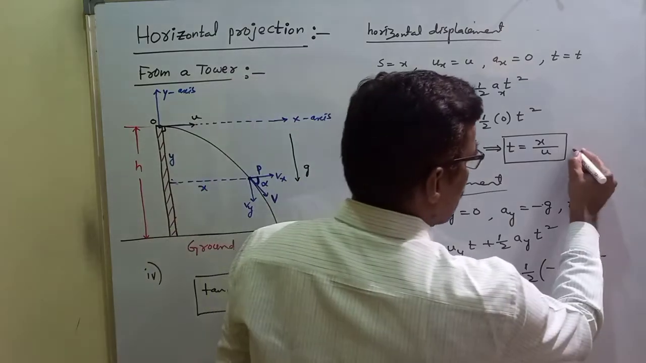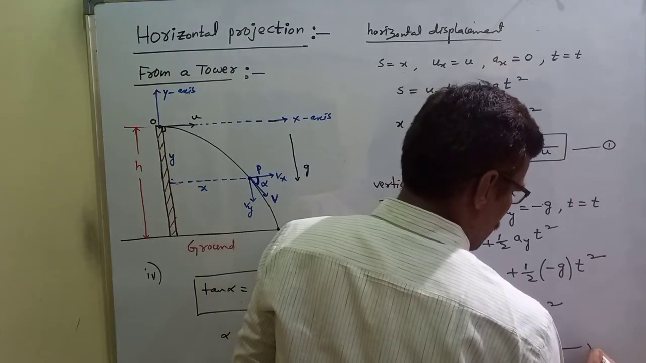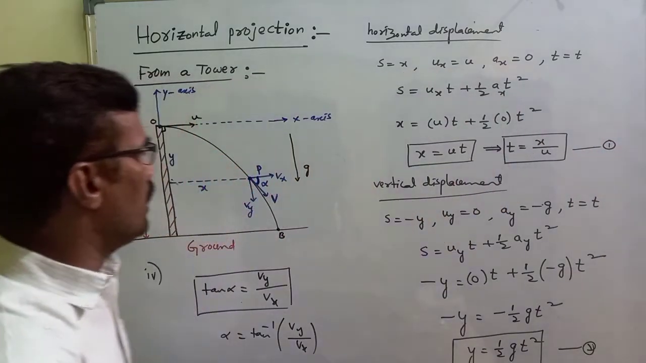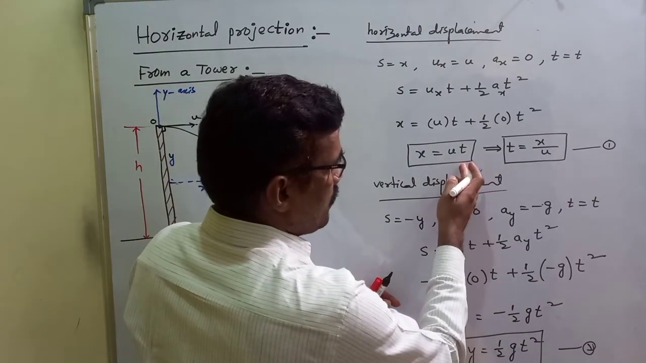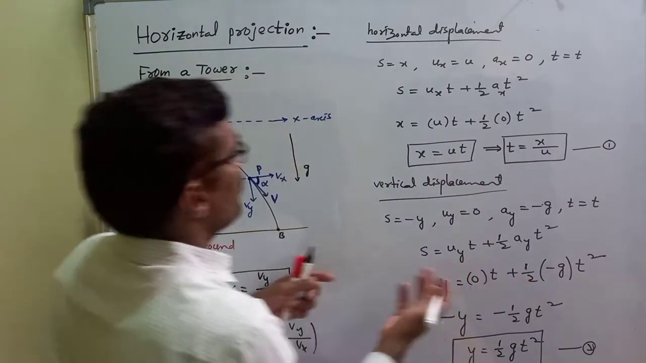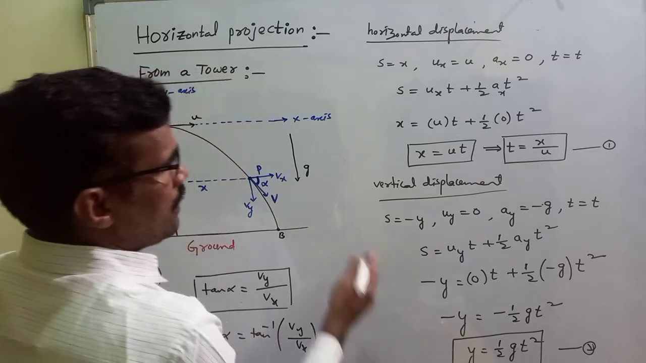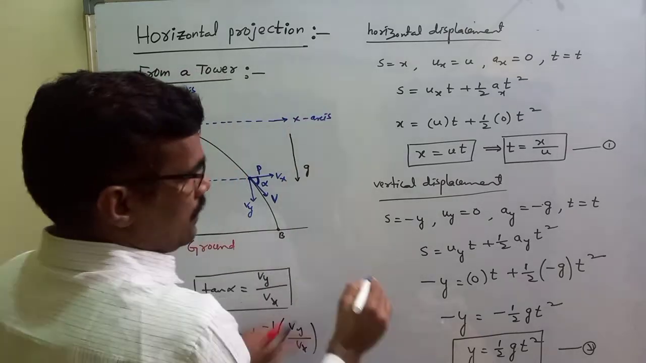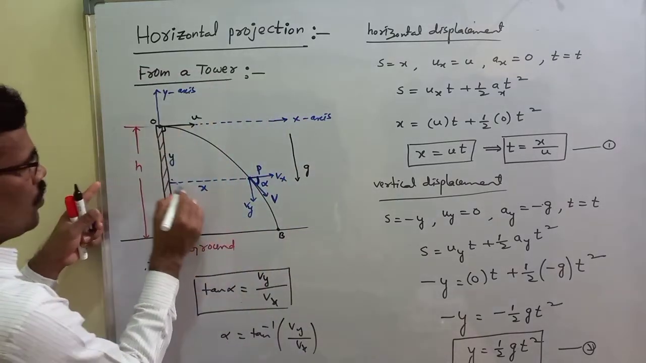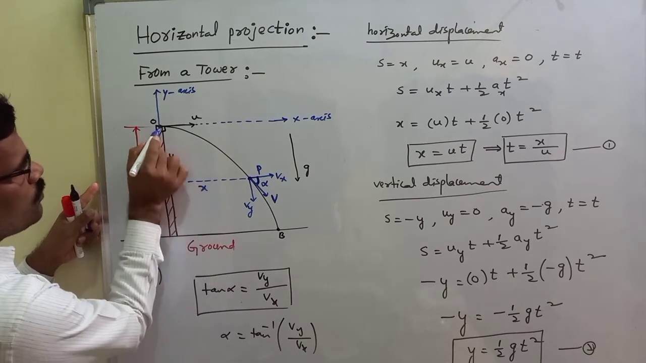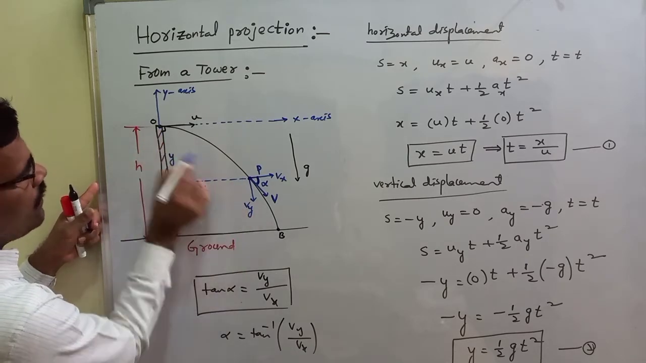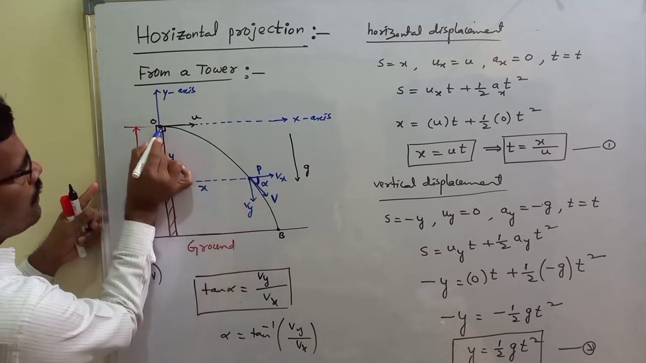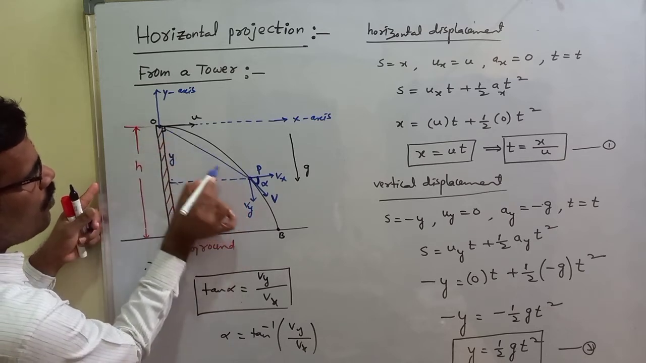Take this as equation 1 and this as equation 2. No problem. I want the vertical displacement y and the horizontal displacement x. What is the net displacement? Simple. The net displacement is the straight line drawn between the initial point and this point. So here, what does this represent?